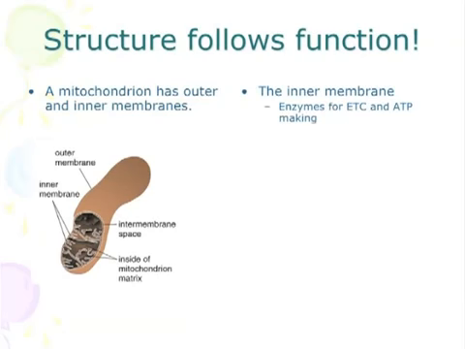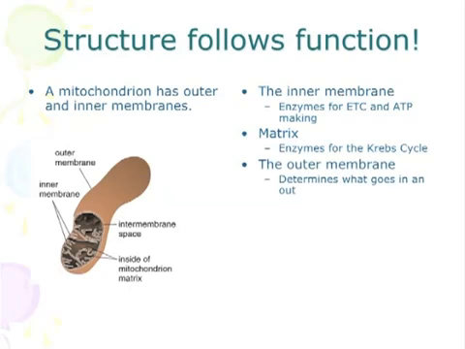So the mitochondria, to again review, has your outer and inner membranes. The inner membrane has what's known as the ETC, the electron transport chain, and an enzyme that makes ATP. The matrix is the fluid inside. Those have enzymes for the Krebs cycle. And then the outer membrane determines what goes in and out. So it allows pyruvic acid in, but it does not allow glucose. Hence, glycolysis takes place in your cytoplasm.